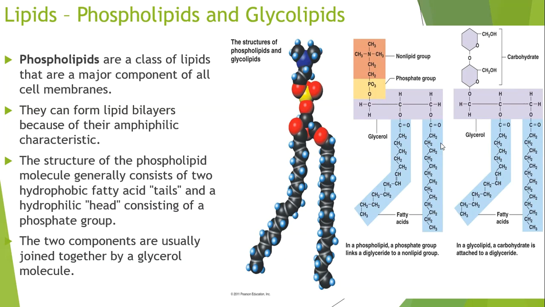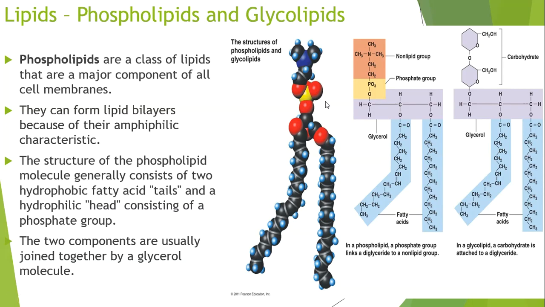These phospholipids are typically amphipathic, meaning that they have some hydrophobic qualities and some hydrophilic qualities. So the structure of the phospholipid molecule generally consists of a hydrophobic fatty acid tail and a hydrophilic head that contains the phosphate group. When the two components are joined together, they're usually joined by a glycerol molecule. If we break down those words, hydrophobic means water fearing, and hydrophilic means water loving. So the head wants to interact with water, and the tail wants to avoid water at all costs.